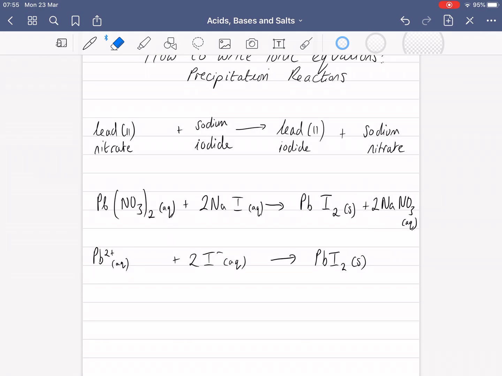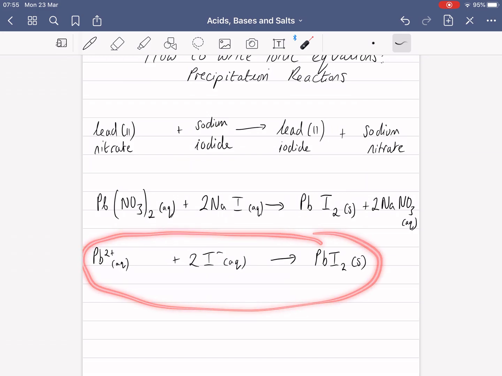You'll find for precipitation reactions, you're effectively just getting the ions that make up the precipitate and then putting them on the reactant side. Everything else will be a spectator, so anything that cancels down is called a spectator ion, and they won't be in there. So we could have used any lead(II) salt that's soluble and any iodide salt that's soluble. So for instance, if we had used potassium iodide instead of sodium iodide, it won't appear in our final ionic equation because it'd be a spectator.